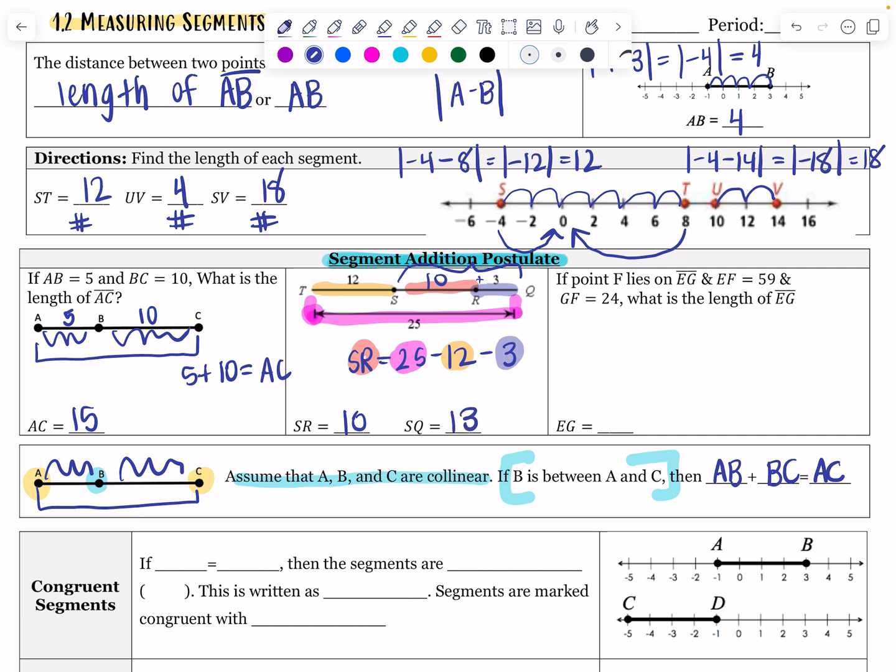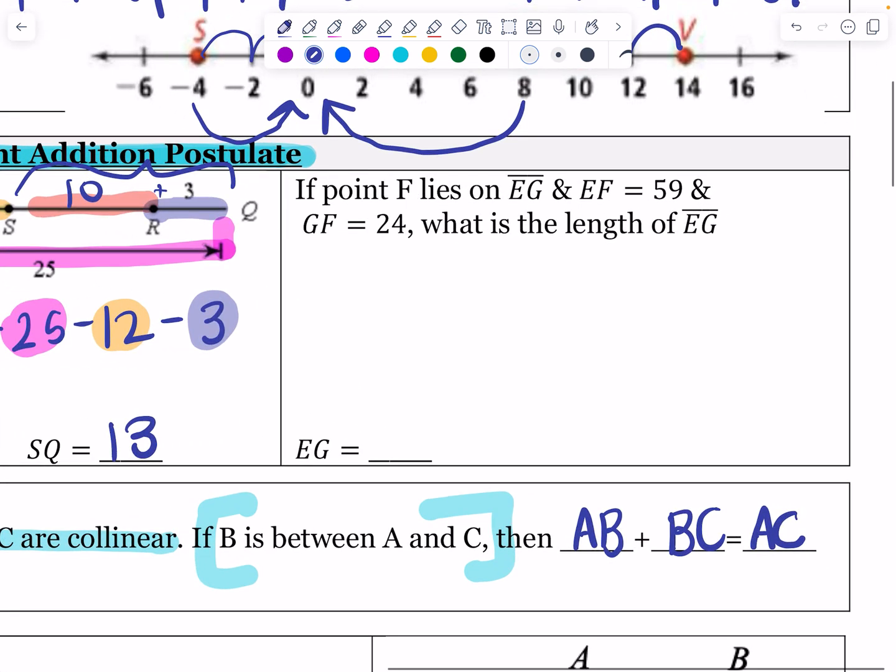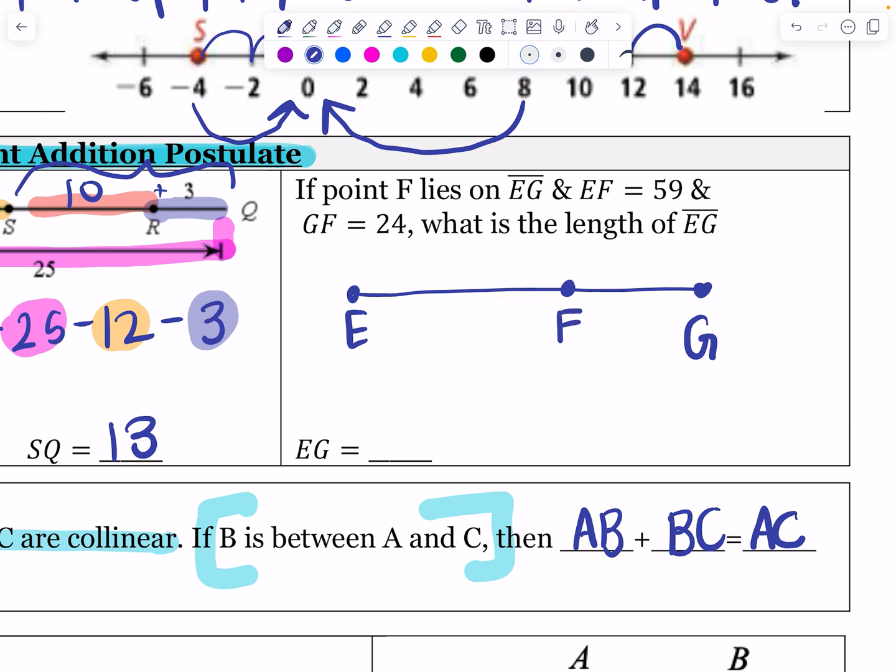All right, the next one's a little bit harder simply because it doesn't have a diagram already drawn for you. So if in doubt, we say this in my class all the time, if in doubt, draw it out. It says if point F lies on EG, okay, so let's go ahead and draw a segment EG. We don't know how long it is, so we're just winging it. If point F lies on EG and E to F is 59 and G to F is 24. So that means that E to F is going to be a little bit bigger than the other one, so it doesn't have to be perfect.